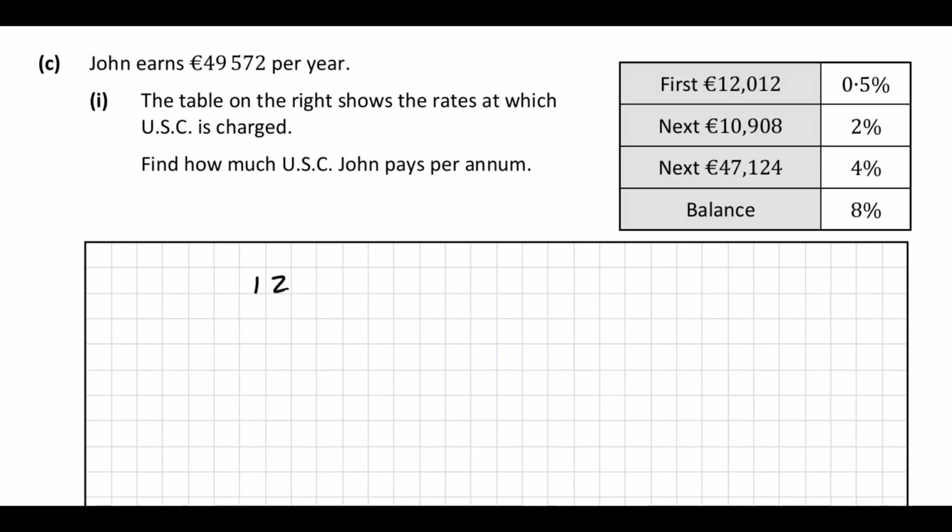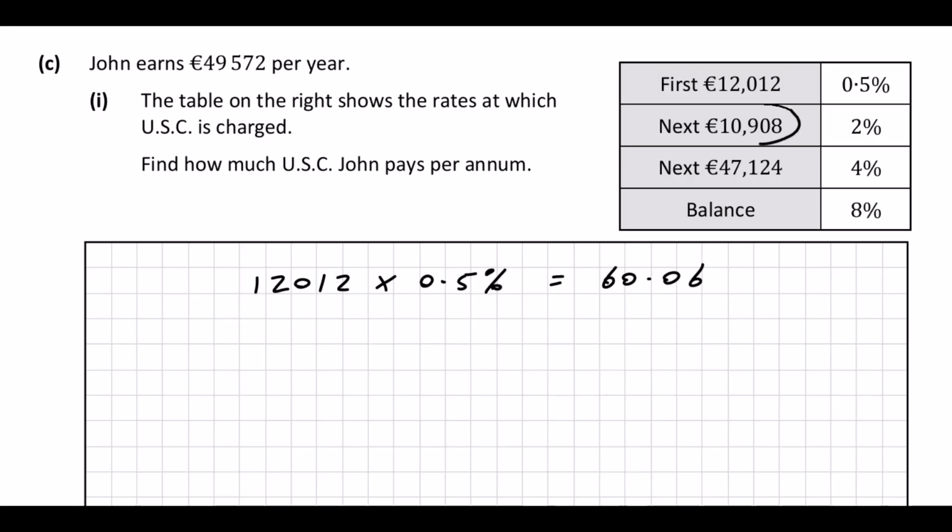So we're going to take 12,012 and we're going to multiply that by 0.5% or 0.005 or 0.5 over 100, whichever way you want to do it. But you should get 60.06 euros.